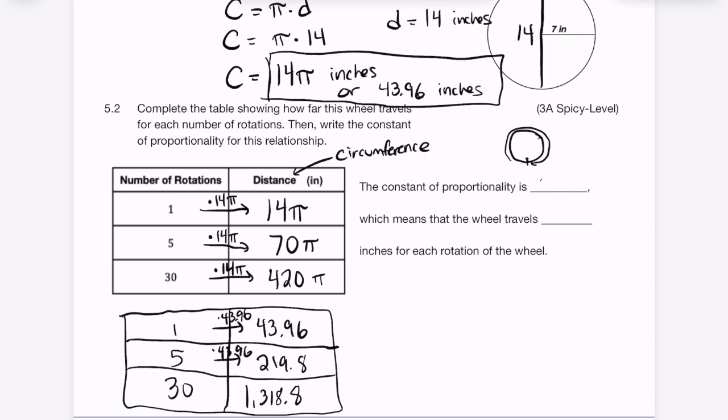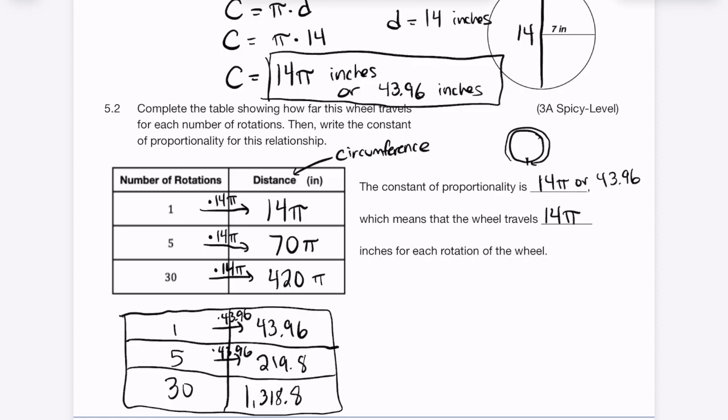So the constant of proportionality here is 14 pi, or 43.96 inches, which means that the wheel travels that same thing, 14 pi inches for each rotation around the wheel. So it's like giving you the circumference, but that's how much the wheel will travel for one rotation. So that's the spicy level question, and again, it's trying to get us to recognize that there is a proportional relationship here between all the different variables.